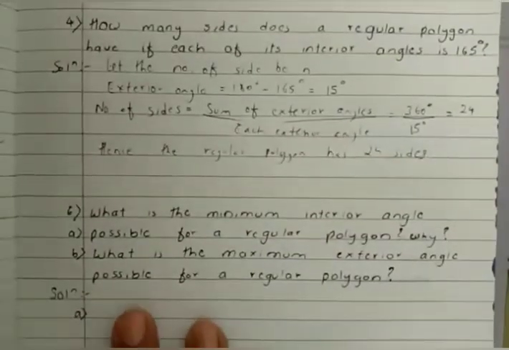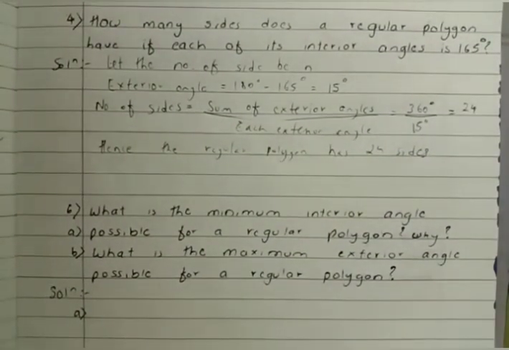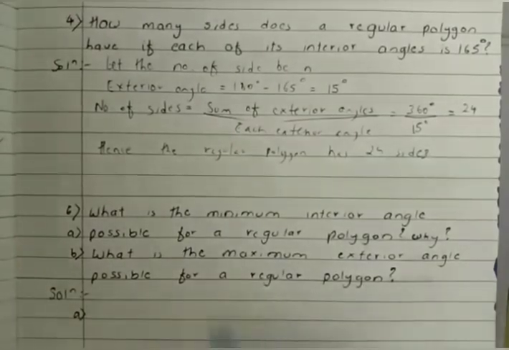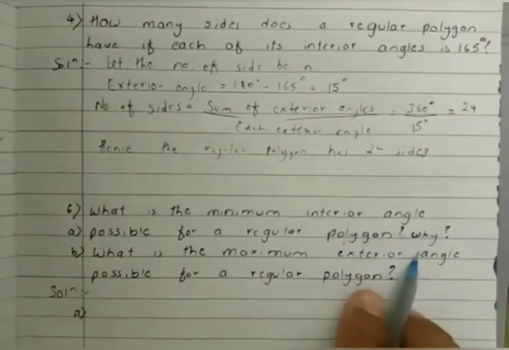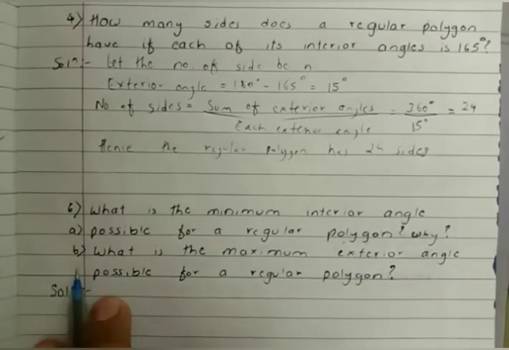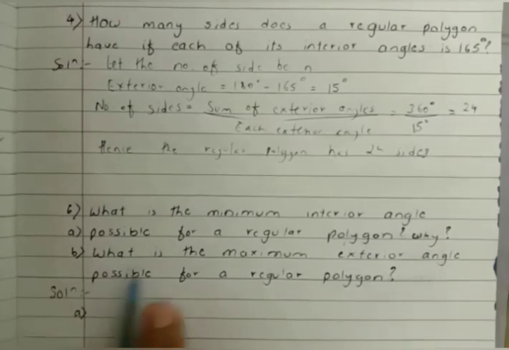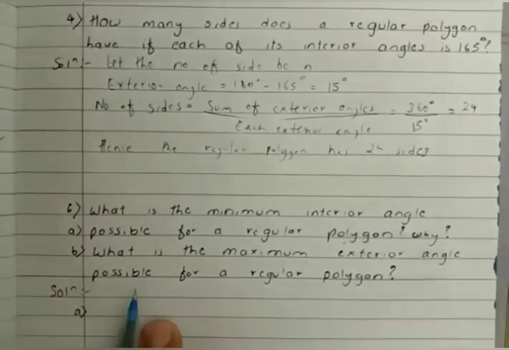Now let's solve question number 6. What is question number 6 saying? It is asking what is the minimum interior angle possible for a regular polygon and why. Okay, there are two questions. First we'll solve one by one. How will we solve it?